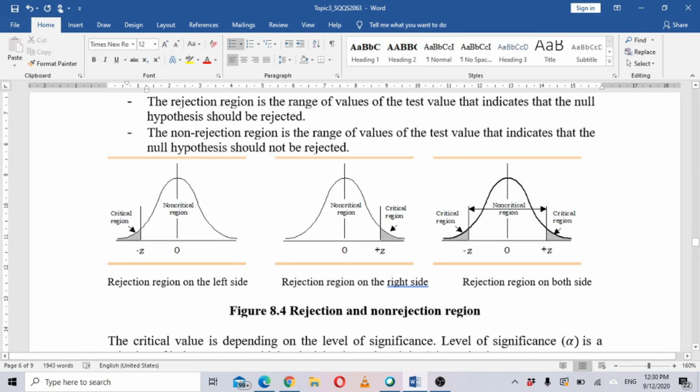Look at the figure. The left side is the picture of the left tail. In the middle, this is the right tail. At the right side, that is the two tail. Left tail means that we shade the left area. Right tail means that we shade the right area. Two tail, we shade both areas, left and right side. The shaded area we call the rejection region. The non-shaded area we call the non-critical region. Do you get it?